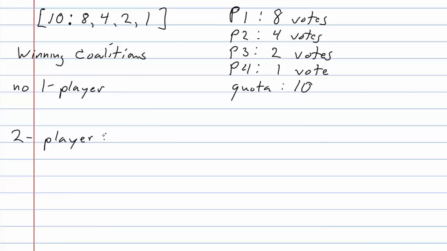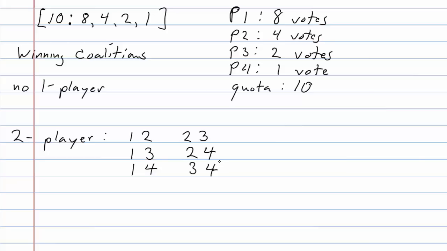There are only so many possibilities for two-player coalitions. So we could have 1, 2, namely Player 1 and Player 2. We could have 1, 3, namely Player 1 and Player 3, and 1, 4. Right now I'm just listing all coalitions that are two-player, not just the winning ones. And then we could have 2, 3 and 2, 4, and then we could have 3, 4. So those are all the possibilities for two-player coalitions.